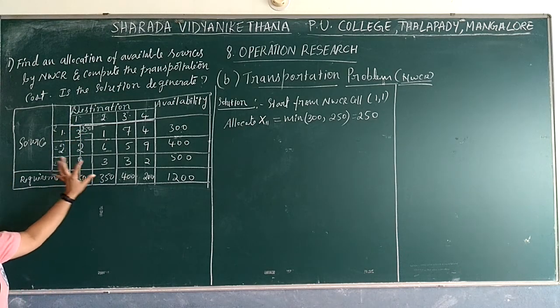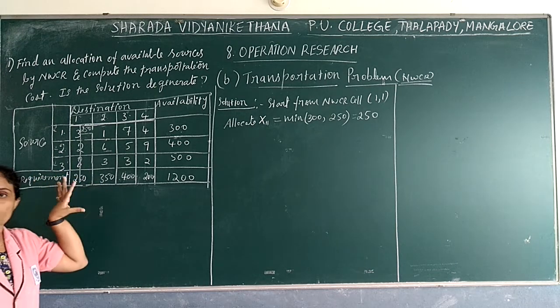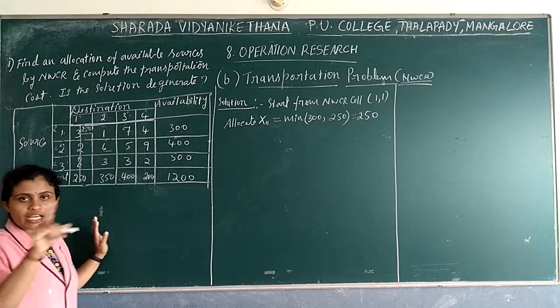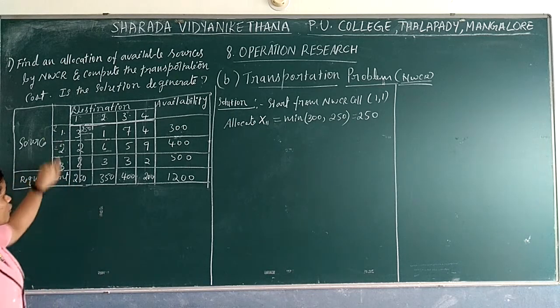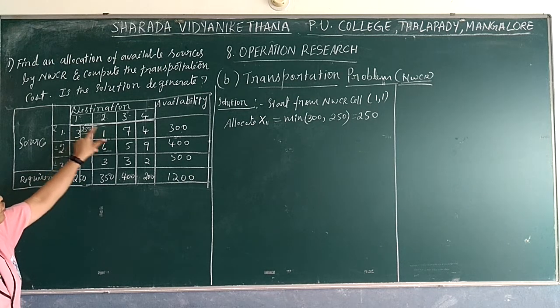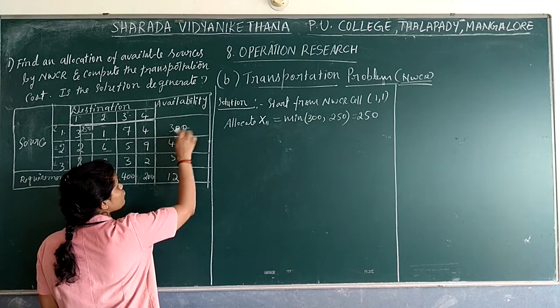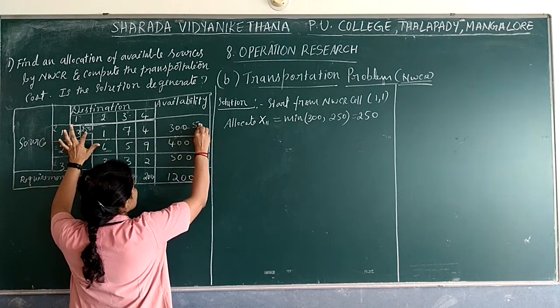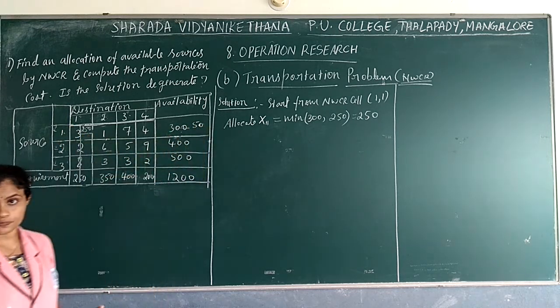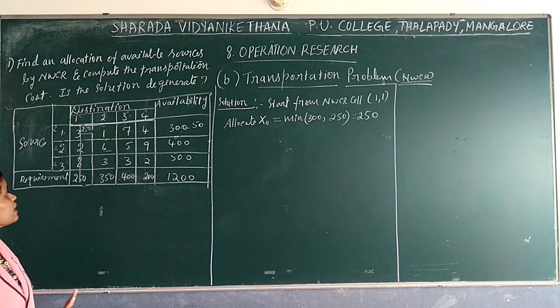This is for your understanding I'm doing here, otherwise you will get confused. Even you have to solve this problem in this manner only. You have to write one table separately and you have to cut whichever one gets satisfied. Now, after allocating 250, what will remain here? 250 got over. 250 we allocated here. In this particular column, we have 50 units remaining.